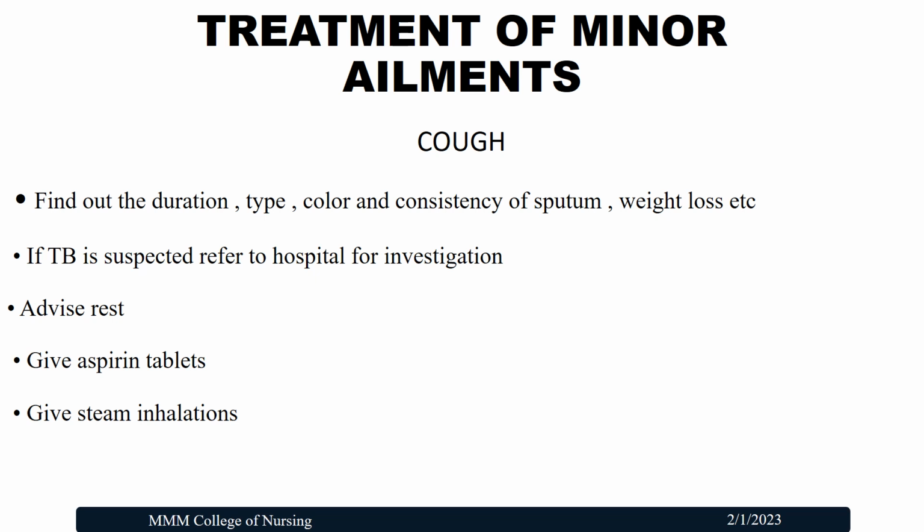Cough. Find out the duration, type, color and consistency of sputum, weight loss, etc. If TB is suspected, refer to hospital for investigations. Advise rest, give aspirin tablets, give steam inhalations.